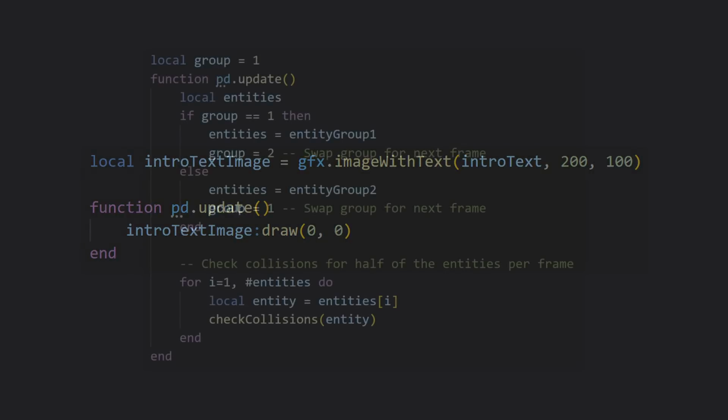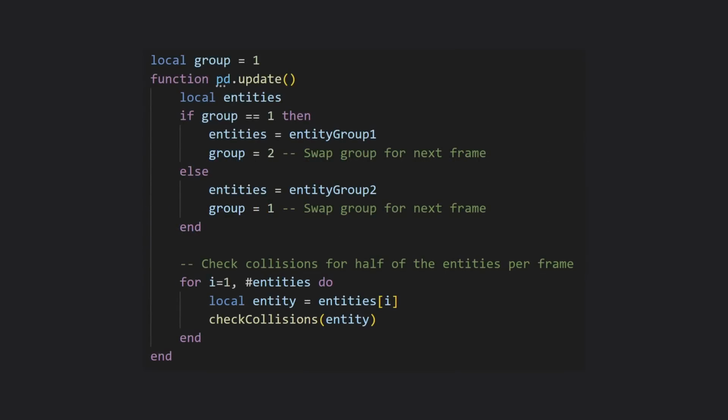You can also split up the work of expensive functions over multiple frames. For example, collision checking is an expensive operation. However, checking collisions every other frame will basically give the same results for most cases. So you can check the collisions for half of the entities on one frame and half on the other, halving the collision checking work you have to do each frame.